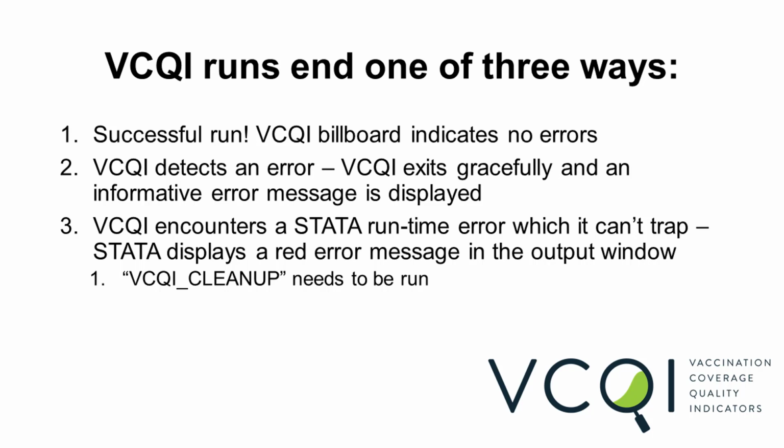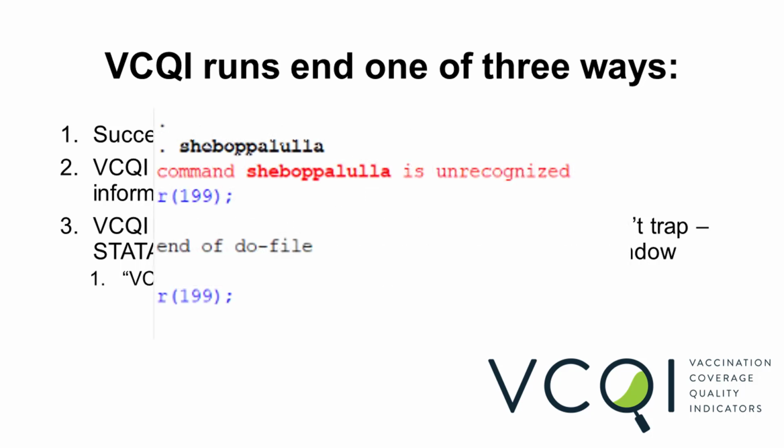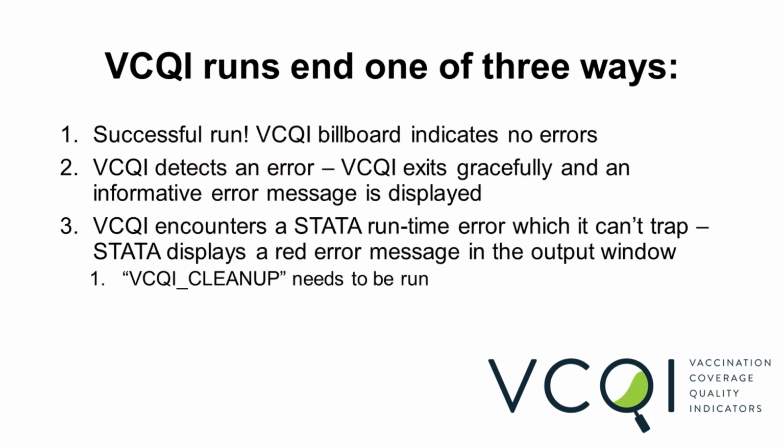If Wiki issues any warnings, they will also appear at the top of the log in cells which are colored yellow. And then third, if Wiki encounters a Stata runtime error that it cannot trap, then you will see a red error message in the output window, and you will also see no Wiki billboard. In this case, Wiki has not yet copied the log to the spreadsheet file, but you can accomplish this task by typing wiki_cleanup in the Stata command window.